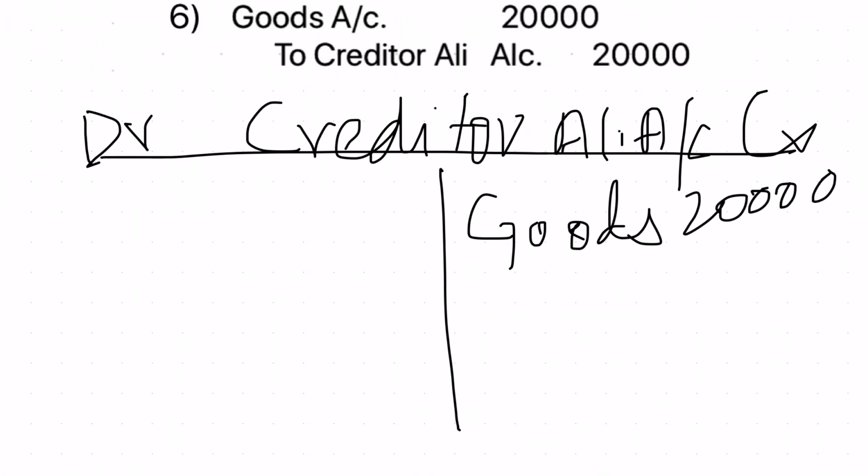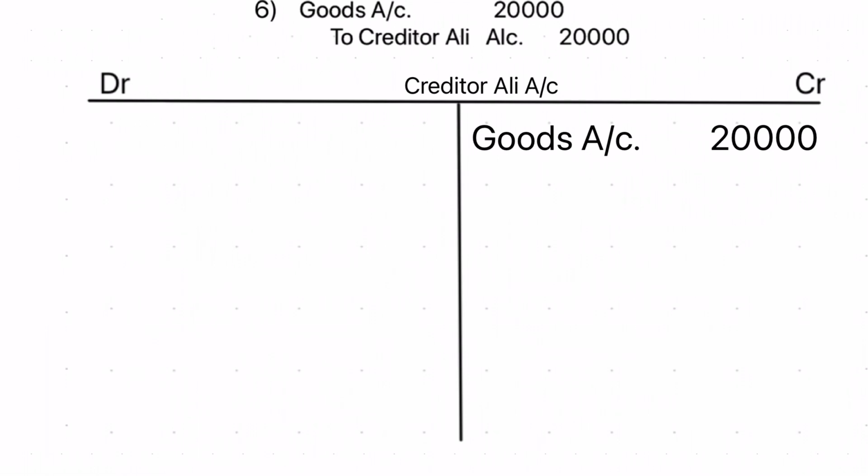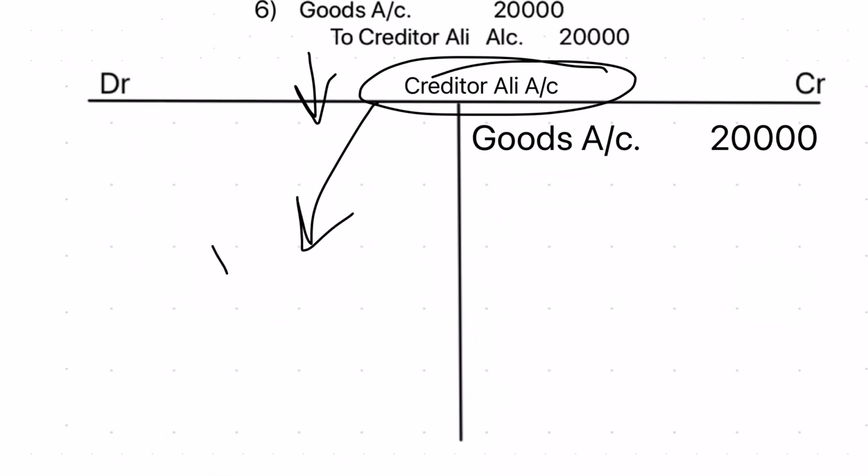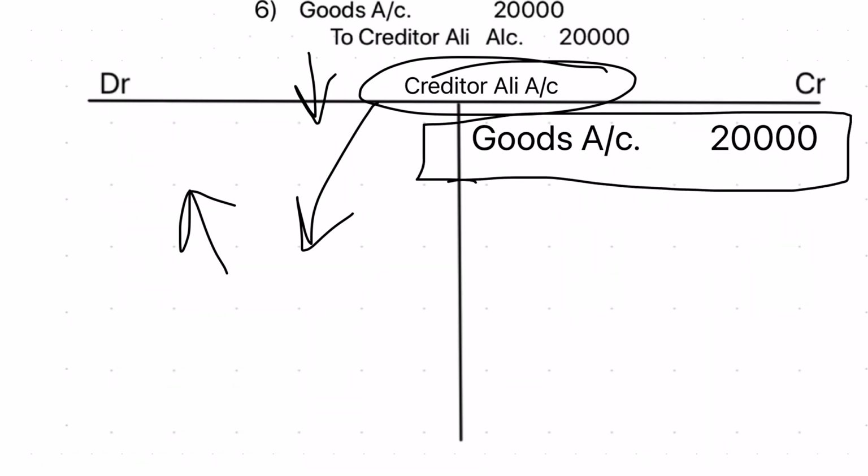Here we will see the clear picture of the above transaction. The creditor Ali account gets credited because this is the liability. As the liability is increasing, so whenever the liability increases, the account gets credited. So here it gets credited, and the reason behind getting credit is the goods account. So the goods account gets debited and the creditor Ali account gets credited. The reason behind getting credit is goods, and we have to pay that person in future with amount 20,000 rupees.